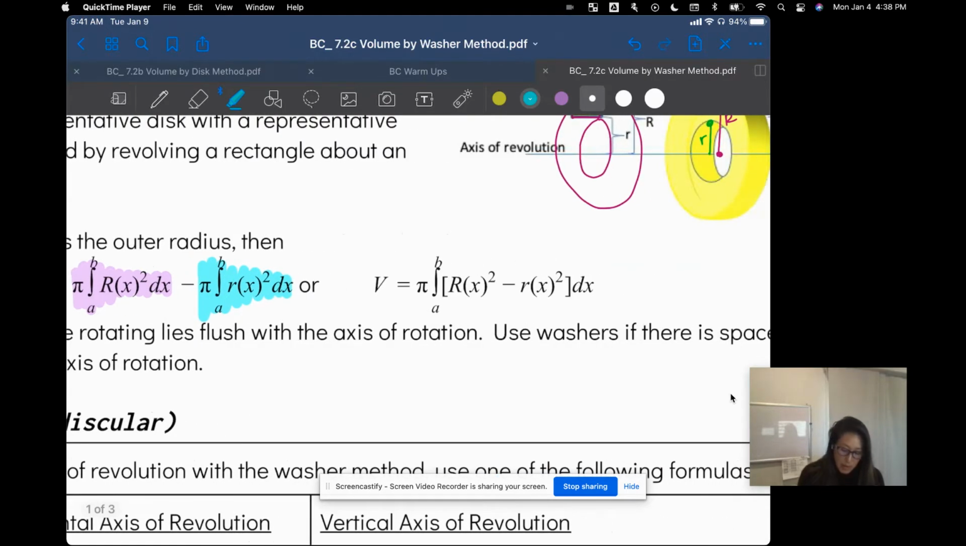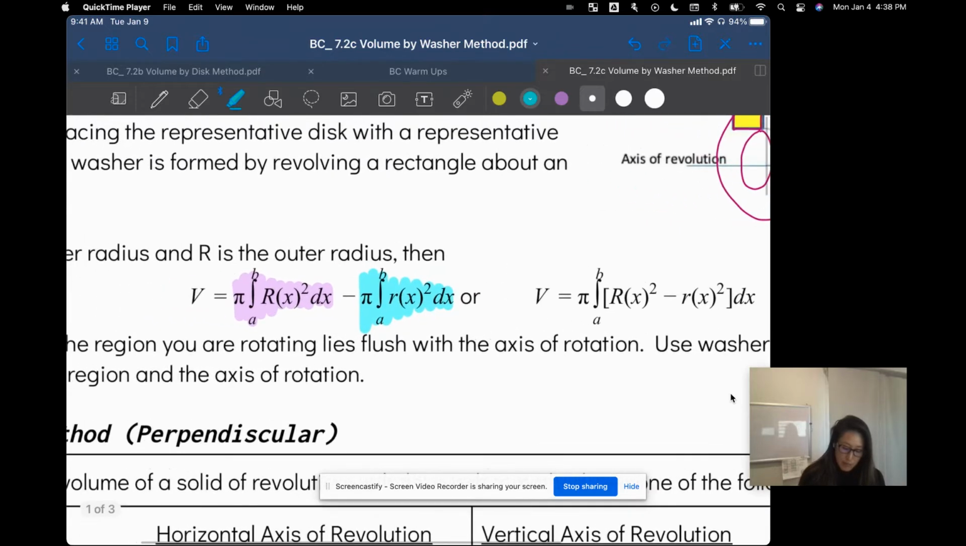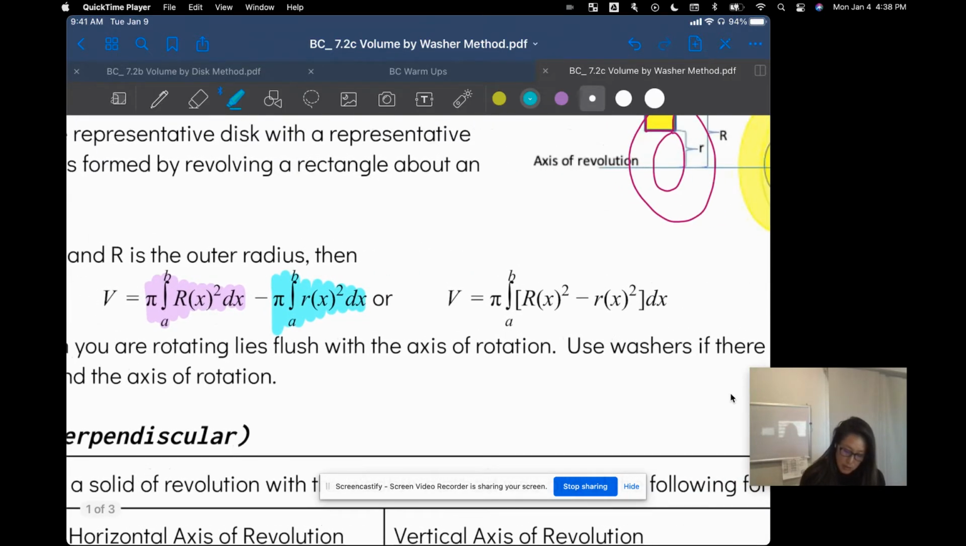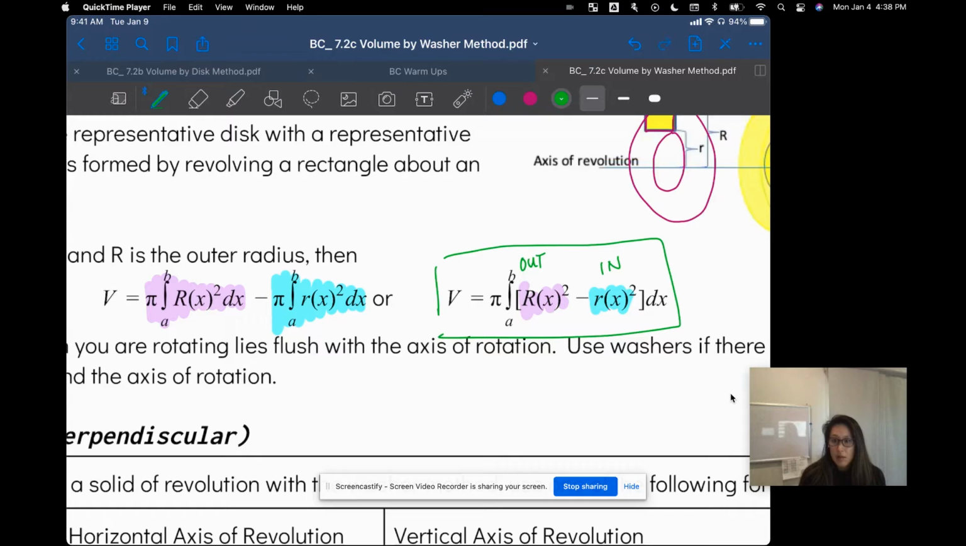There's a lot of factoring I can do here, so we can combine our equations so that we just take one integral: pi times the integral from a to b of the outer radius minus the inner radius. And this is generally the equation that I use to find my volume.